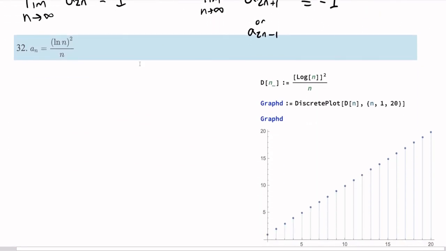Okay, what about this one? So we've got the sequence a sub n equals the natural log of n squared over n. Okay, so we've got to think about this. What tools do we have? Well, we've got a bunch of tools. We can consider this function and see what happens there. We've got the squeeze theorem. Can we try to squeeze this?